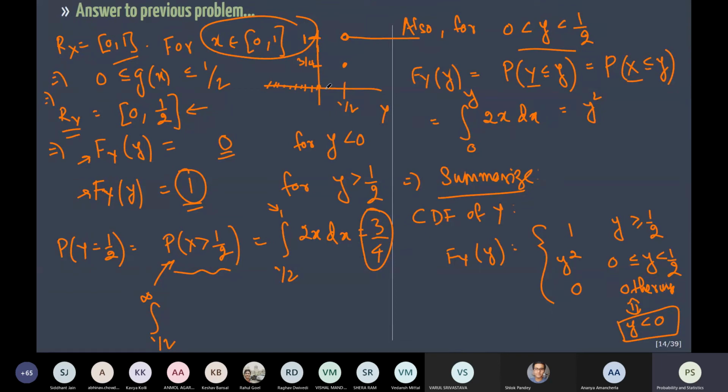And after that, it's like y square, so it will be like this. At half, it's y square, so it's 1/4. So it will not even go up there. At half, it will be somewhere here, let us say. So this is 1/4. Okay, this is 1/4, and at half.